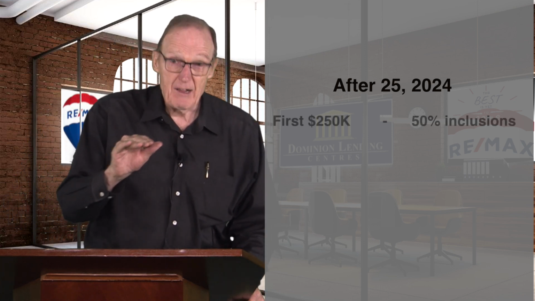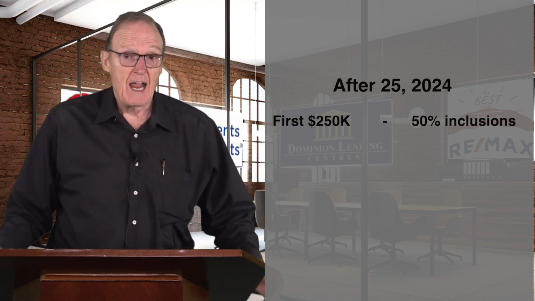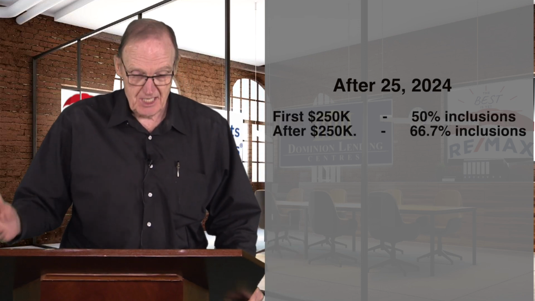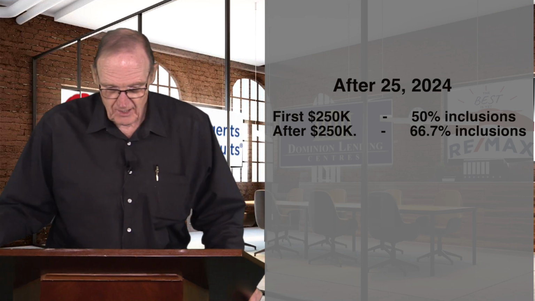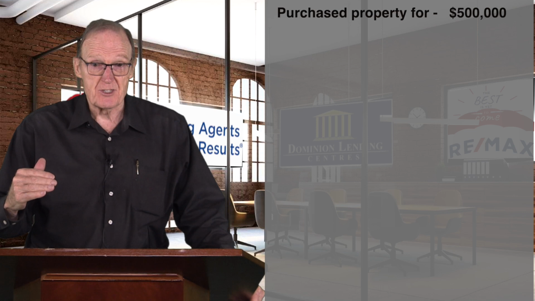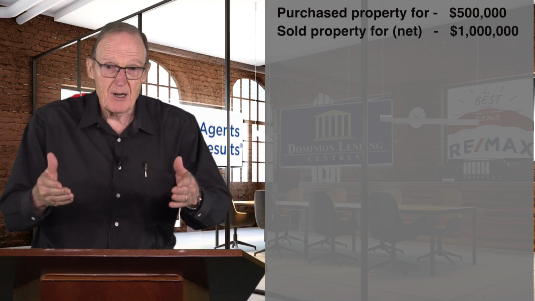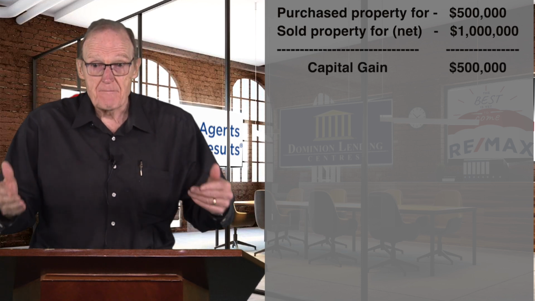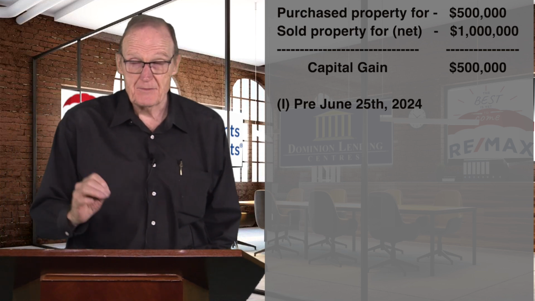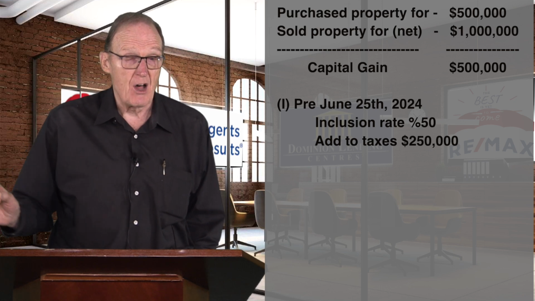What's happened as of June the 25th of this year is, for individuals, the inclusion rate stays at 50% for the first $250,000, and then beyond $250,000, it increases to 66 2/3%. So, for example, going back to our example, if you bought something for $500,000 and you sold it for $1 million, your capital gain would be $500,000. Up until June 25th, you'd multiply it by 50%, and the amount you would be taxed on is $250,000.